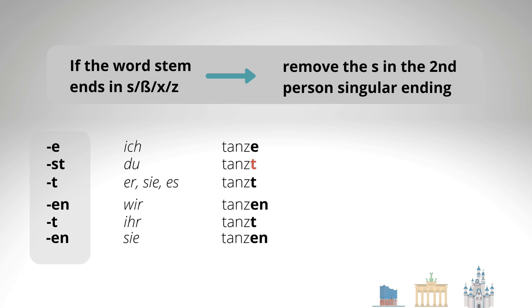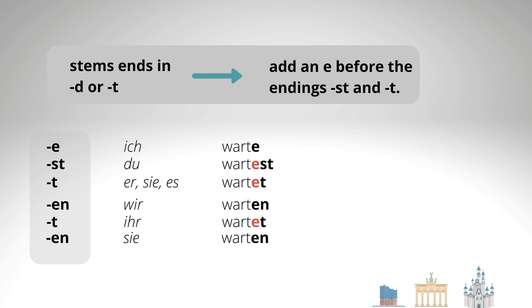And the same goes for all of the other verbs that have a word stem that ends in S, sharp S, X or Z. Logical, isn't it? The same also goes for our next group of irregular verbs, and those are verbs that have a stem that ends in either D or T. For example, warten, to wait. Its stem is wart, so it ends in a T. That's why it's conjugated like this.